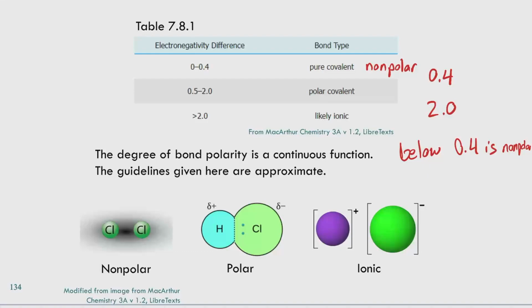So below 0.4 is nonpolar. Above 2.0 is ionic. Polar is in between. You don't necessarily have to have these numbers memorized, but they would be convenient to have memorized. So on top of our 4.0 being fluorine, fluorine's our straight A student, gets a value of 4.0, that's our highest value. We also might want to remember 0.4 and 2.0 for our cutoffs for nonpolar and ionic.